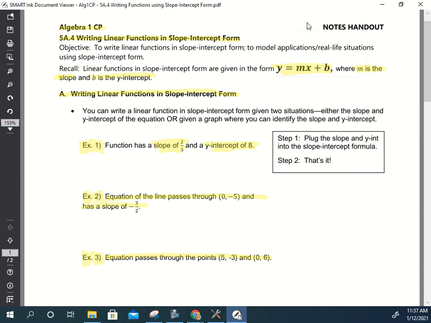All right. So the last thing that will show up on your test on Thursday / this weekend is how do we write functions in slope-intercept form. So, as always, slope-intercept form is y equals mx plus b. M represents the slope. B equals the y-intercept. The y-intercept is where the graph starts.